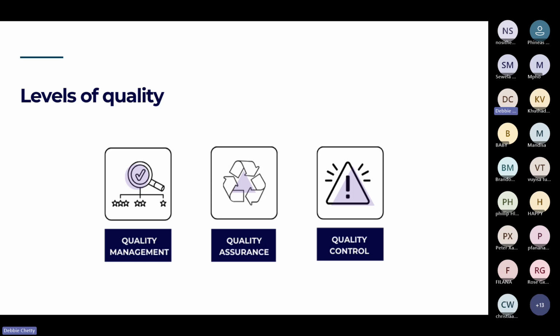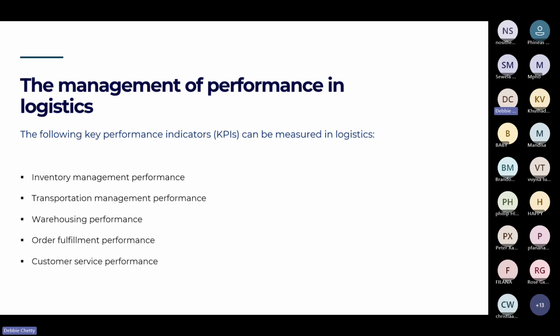Each of these 3. Then you also have the management of performance in logistics. Now, KPIs, key performance indicators, are very important. It's what we set in order to have standards to be measured in logistics. So first one, you have inventory management performance, then you have transport management performance, warehouse management performance, order fulfillment performance, customer service performance. So these are all KPIs that can be used to be measured in logistics itself. Okay, and it's also explained what each of these are in your study guide as well.